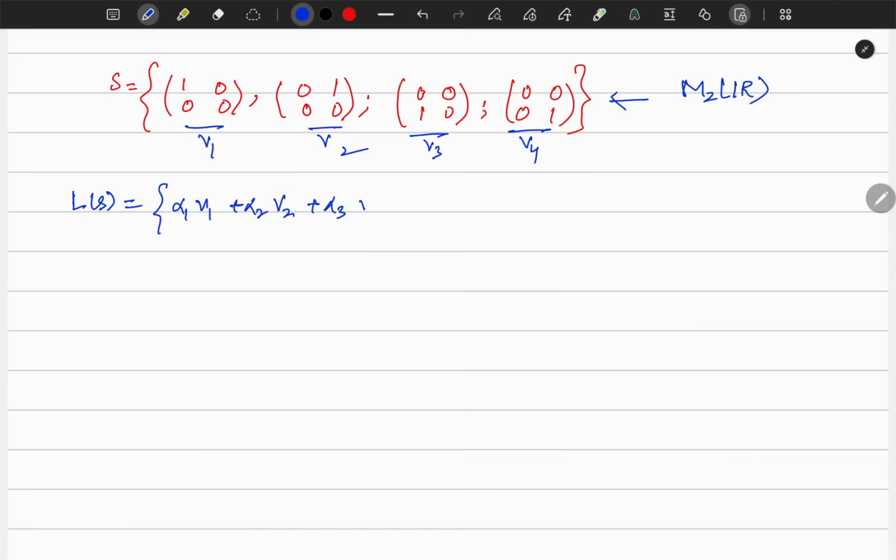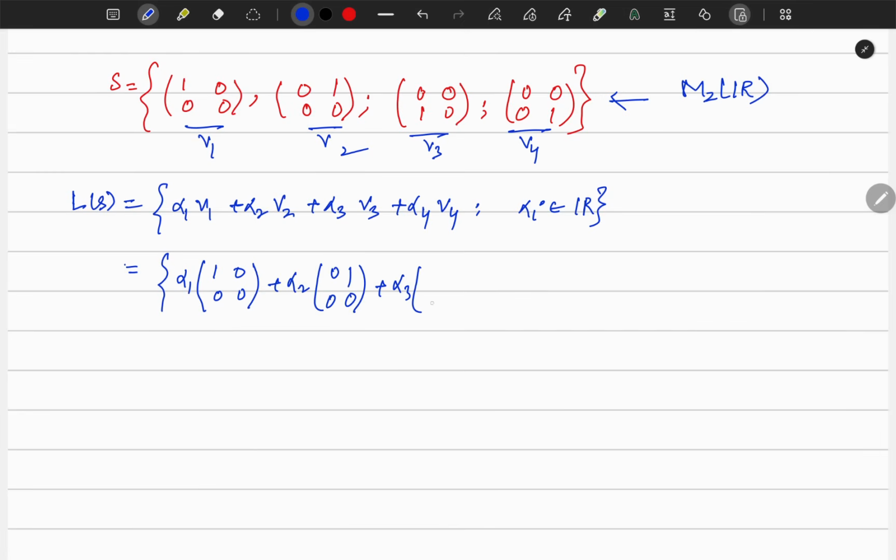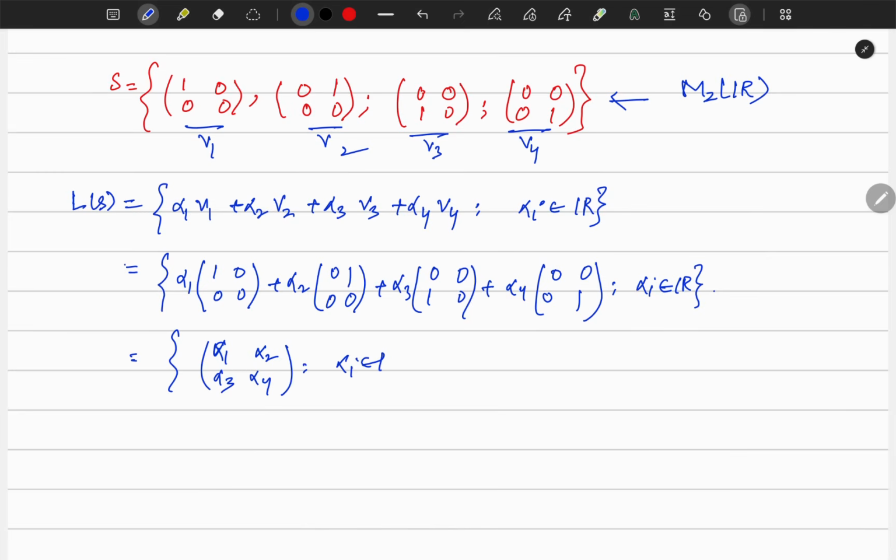Alpha 1 v1, alpha 2 v2, alpha 3 v3, alpha 4 v4. Alpha i's are from R. Okay, so now what you have: alpha 1 times 1 0 0 0, alpha 2 times 0 1 0 0, alpha 3 times 0 0 1 0, alpha 4 times 0 0 0 1, and these are real numbers. So you will get a matrix in the form of alpha 1, alpha 2, alpha 3, alpha 4, and these alpha i's are real numbers.